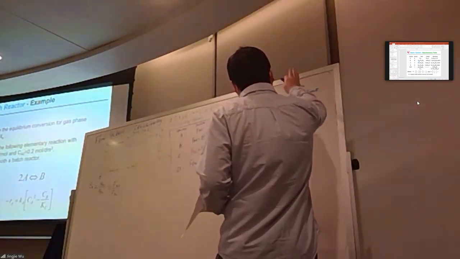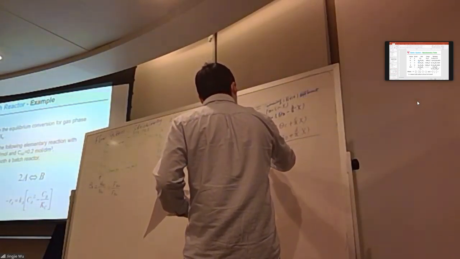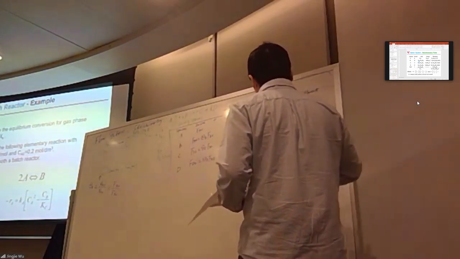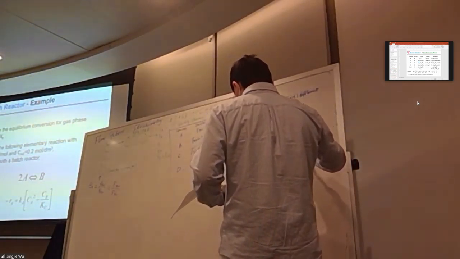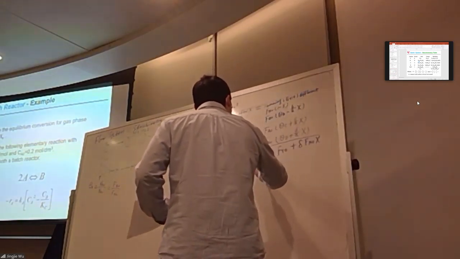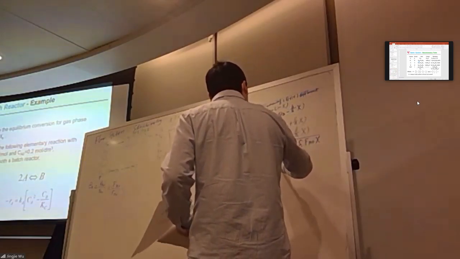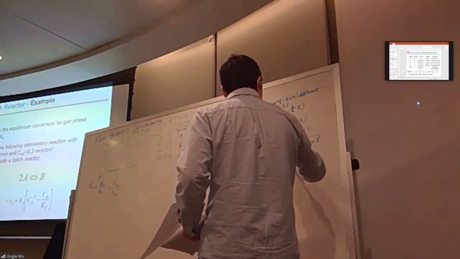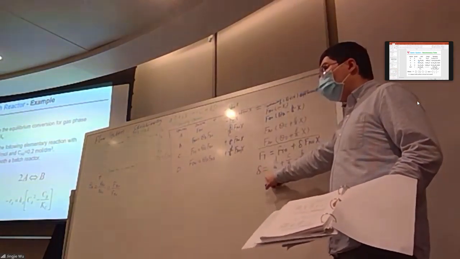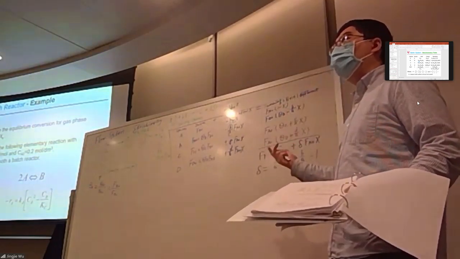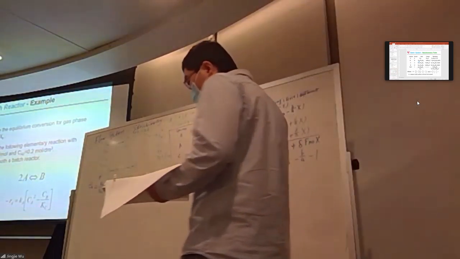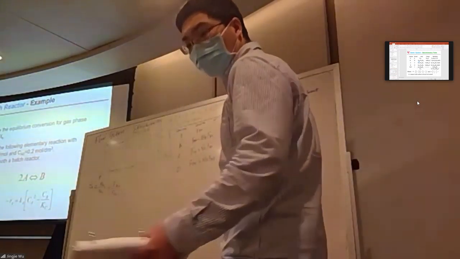And then you can add them together. Add them together and you will find this FT equals FT0 plus delta times FA0 X. What's the delta? We define it, delta, that's what we did last time. That means the total mole change per mole of A reacted. But right now what we need is the concentration.